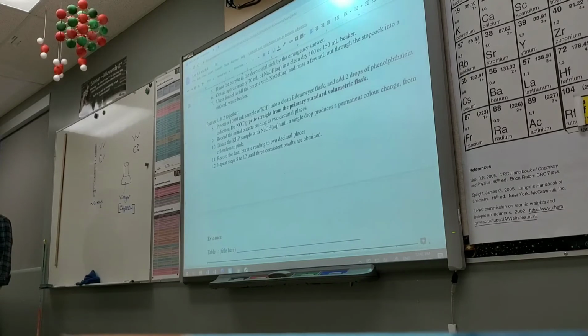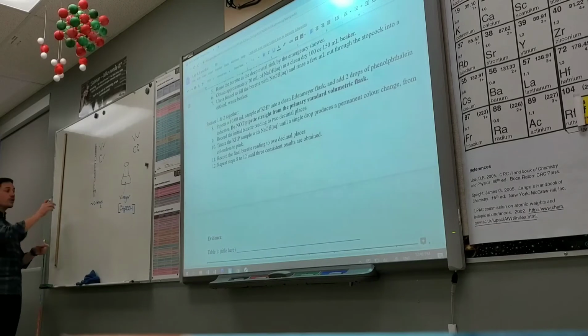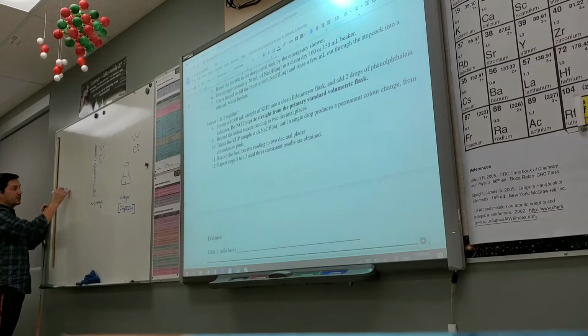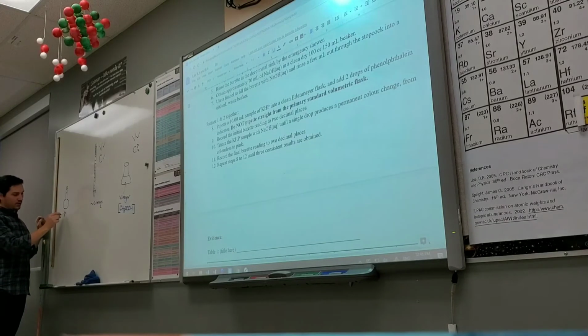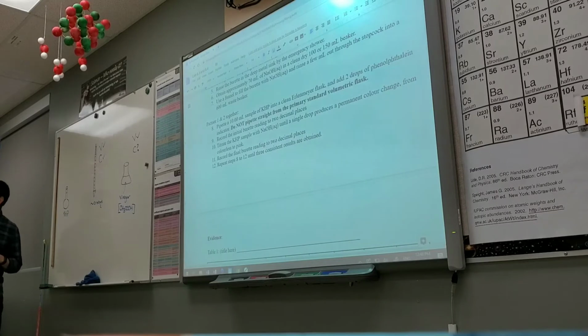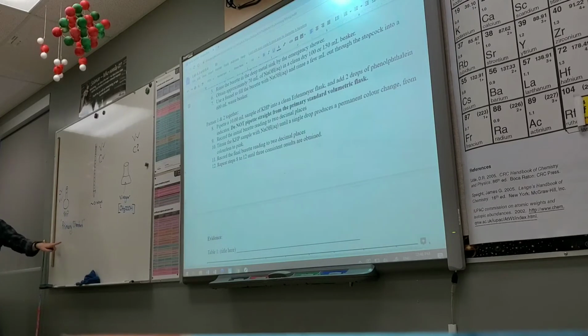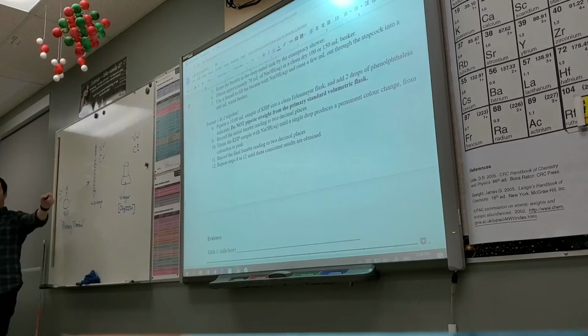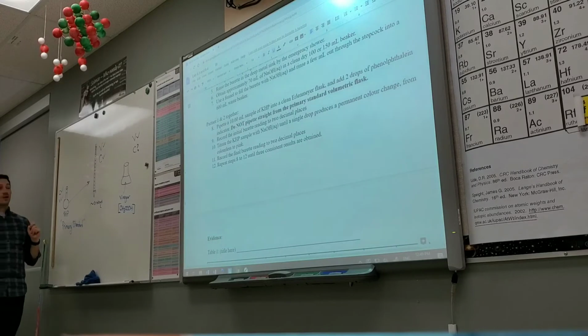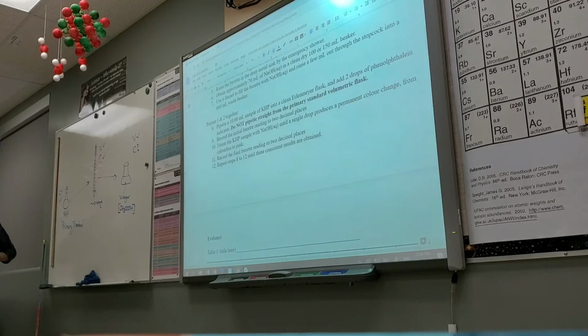That's where the KHP is going to come in. Our goal today is to make a solution of potassium hydrogen phthalate. Because if we know the concentration and the volume of this, we can use it as what we call a primary standard. We can use our primary standard to figure out the concentration of the sodium hydroxide, and then we can figure out the concentration of the vinegar. It's a little bit annoying, but it's totally necessary.